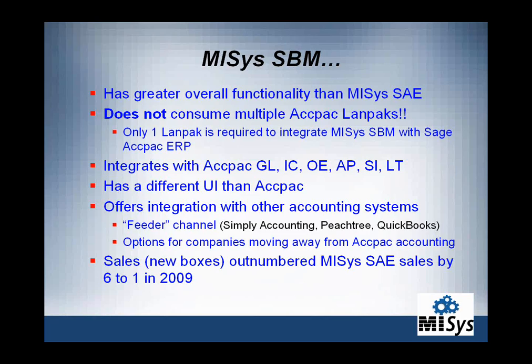In 2009, for every 10 MISys SAE boxes we sold, 60 MISys SBM boxes. We saw a 6-to-1 ratio of SBM sales versus SAE. So I think it's clear to say that there is a market out there for manufacturing systems right now. And the question you might be asking yourself right now, the answer is about $11,000. That's the answer if you're asking, well, what's the average sale for a MISys SBM system? The average sale out the door is about $11,000. That's for just MISys SBM.